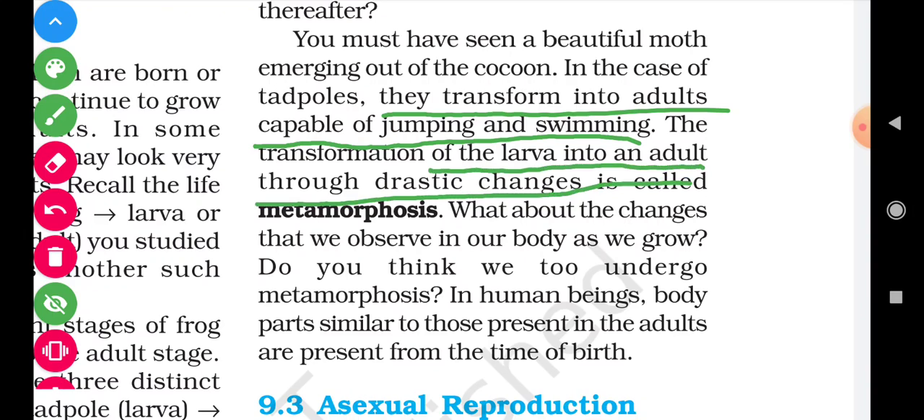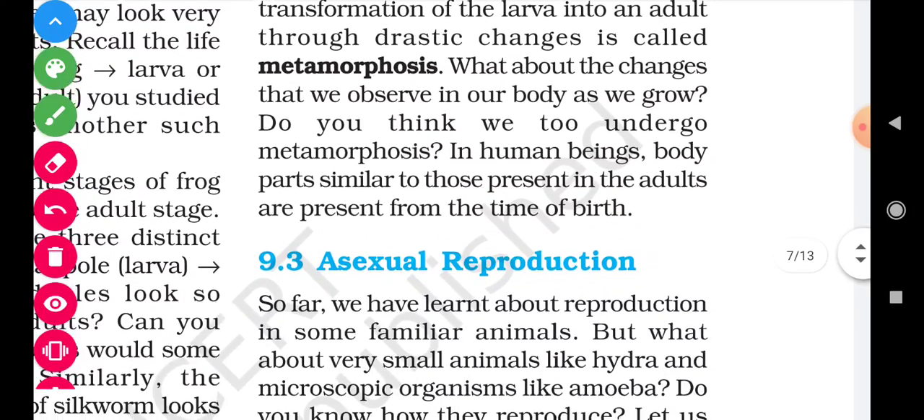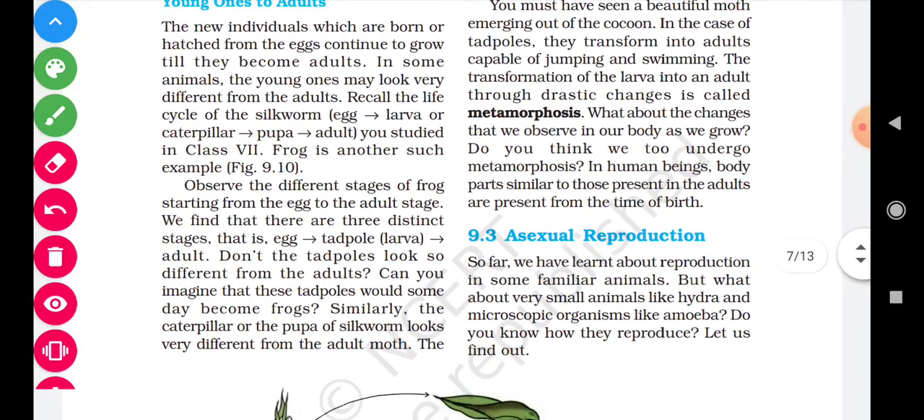Means this kind of changes, which are drastic in nature, is called metamorphosis. What about the changes that we observe in our body as we grow? Do you think we too undergo metamorphosis? Yes. In human beings, the body parts similar to those present in the adults are present from the time of birth. So this is all about sexual reproduction.